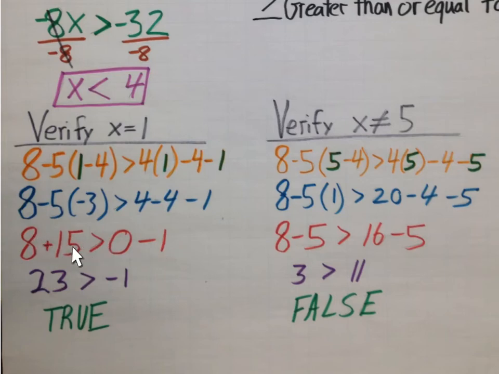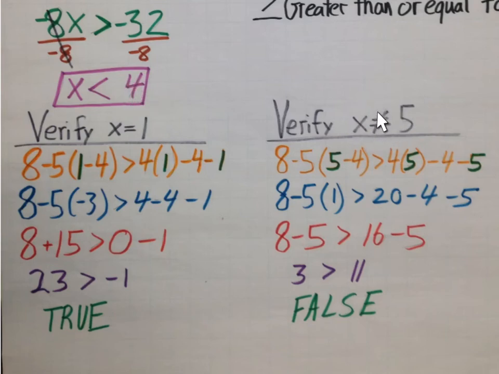Okay, now here in the red, we've got to simplify each side still. So 8 plus 15 is 23, and 0 minus 1 is negative 1. And is 23 greater than negative 1? That is true. So I just verified that 1 is an answer, and 1 is less than 4. So let's also check a value that should not work. So I chose 5, because 5 is greater than 4, so this should not work.